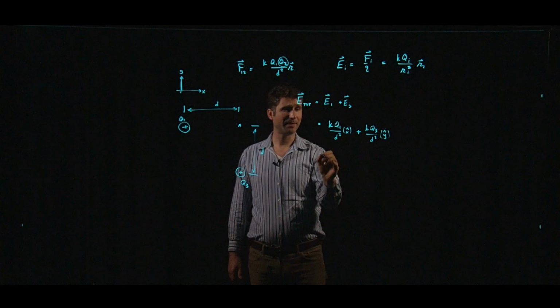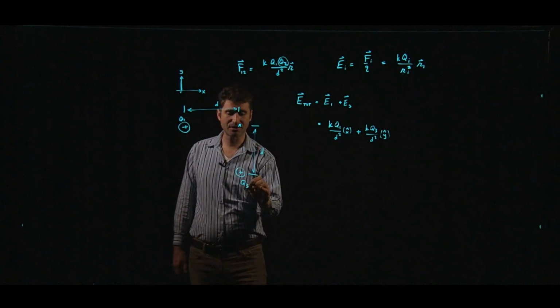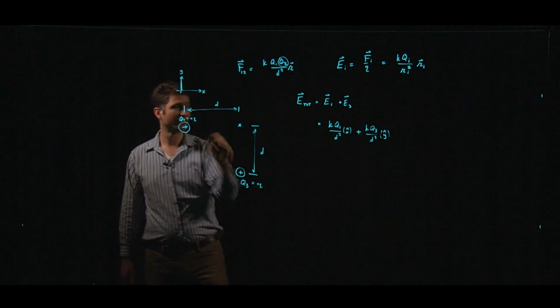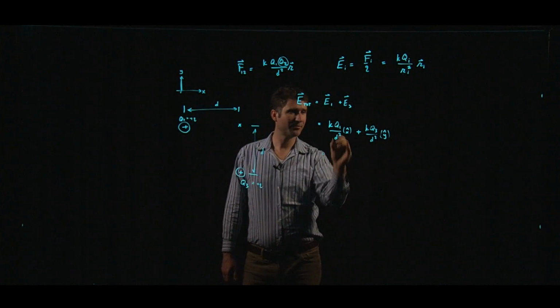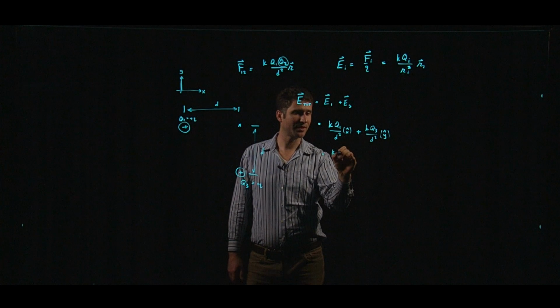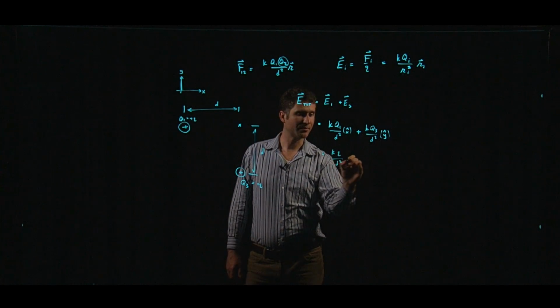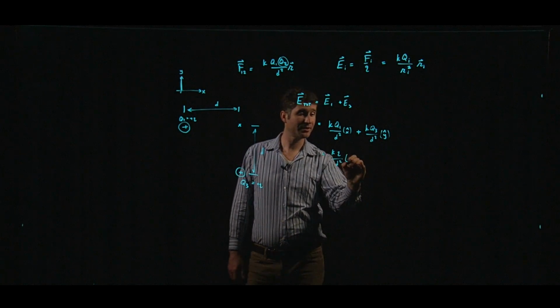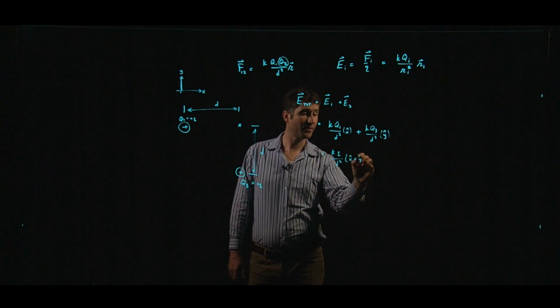And so I can combine these things. So for example, let's say that Q3 is equal to a positive Q, and Q1 is equal to a positive Q. Then I can combine these results here, and I can say that this is equal to KQ over d squared. And it looks like both of those are KQ over d squared. So then I can just simply write x hat plus y hat.